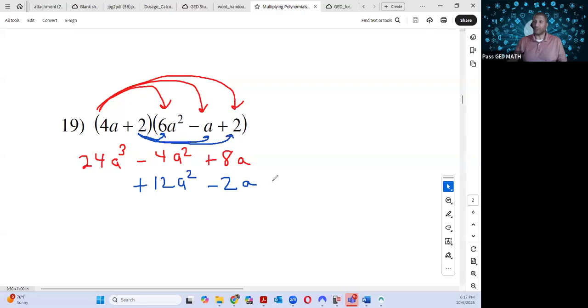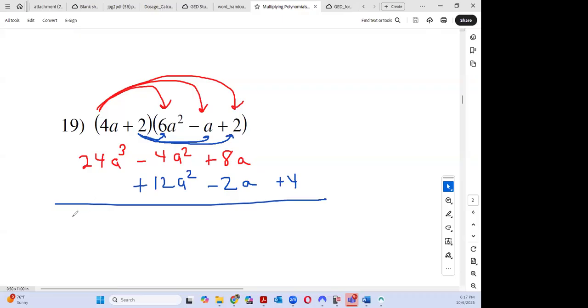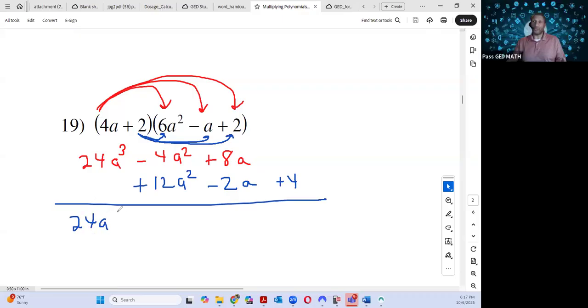Plus 2 times plus 2 is a plus 4. My last thing is to combine like terms. 24a to the third plus 8a squared plus 6a plus 4.